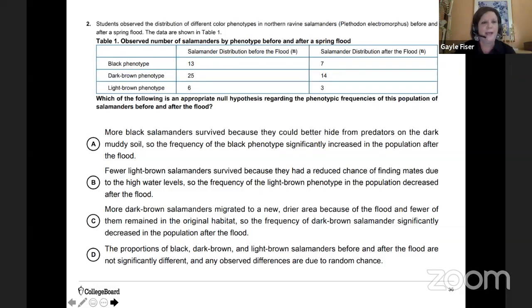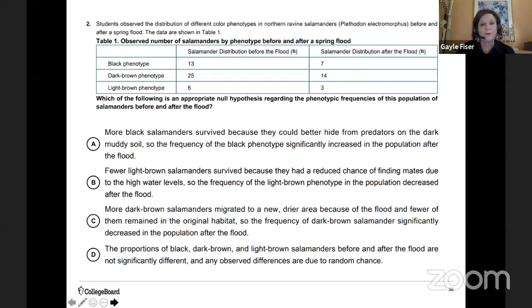All right, so in A, more black salamanders survived because they could better hide from predators on the dark, muddy soil. So the frequency of the black phenotype significantly increased in the population after the flood. B, fewer light brown salamanders survived because they had reduced chance of finding mates due to the high water levels. So the frequency of the light brown phenotype in the population decreased after the flood.